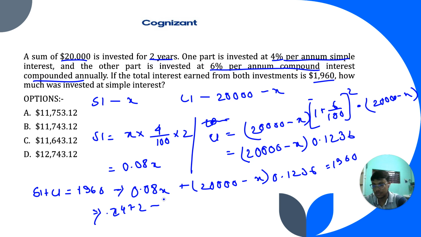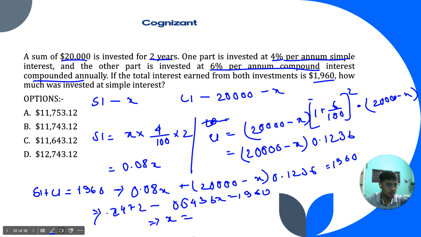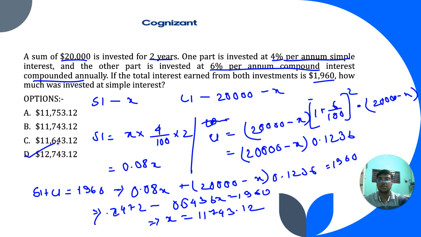2472 minus 0.08 minus 0.1236, 0.0436 equal to 1960x. Now if we calculate it, x would have a value of nearly 11743. So 11743, option D is your correct answer.